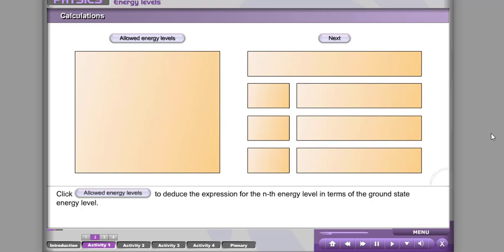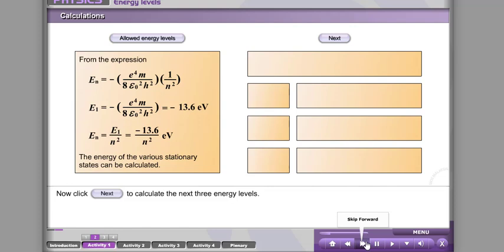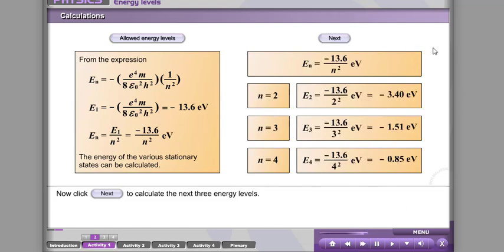Click the Allowed Energy Levels button to deduce the expression for the nth energy level in terms of the ground state energy level. Now click the Next button to calculate the next 3 energy levels.